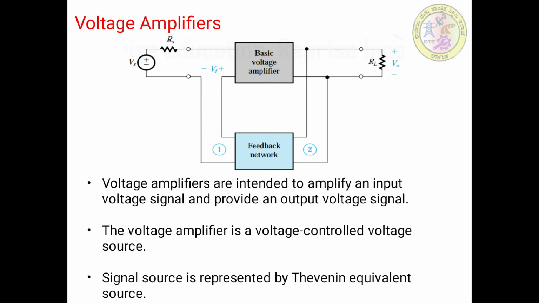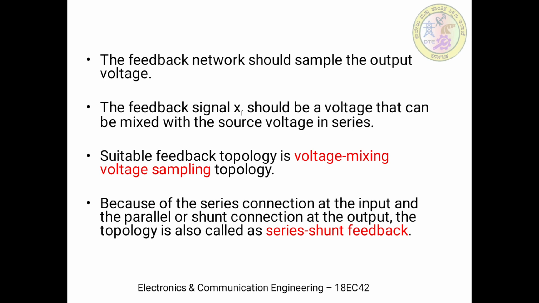Now what are the other features of this topology? This feedback network will sample the output voltage, that is, it will take only a fraction of the output voltage and feed that back to the input side. And we know the notation for the feedback signal we have been using is XF. So here the feedback signal XF is a voltage, and that feedback voltage can be mixed with the source voltage in series.